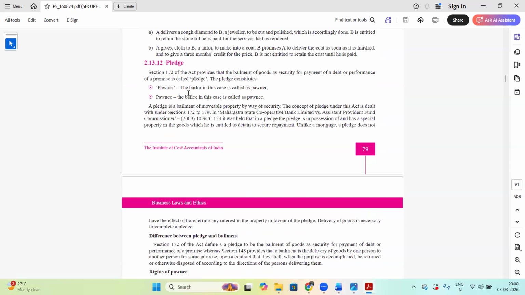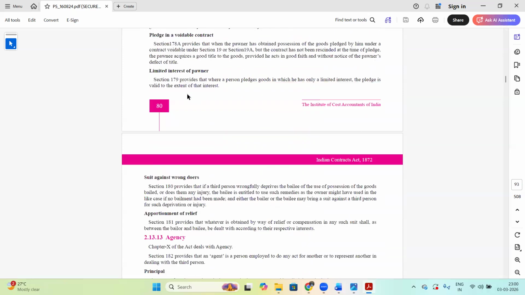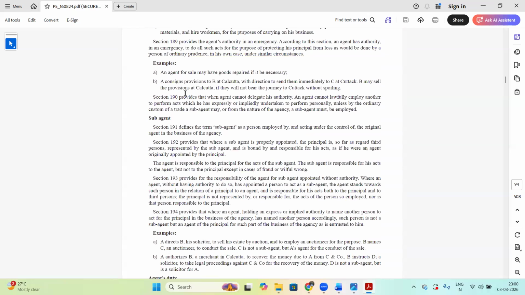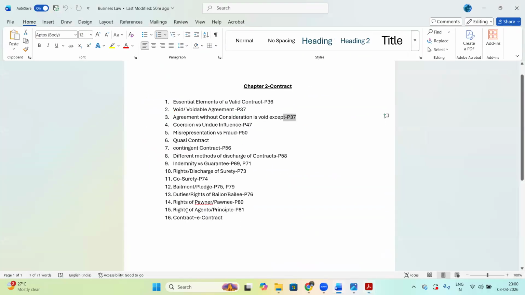Bailment and pledge. Difference you can go through. What are the rights of each party you can go through. So these are the possible questions.